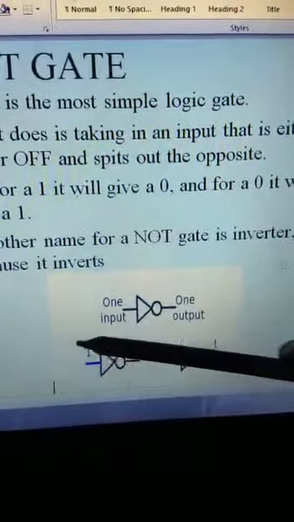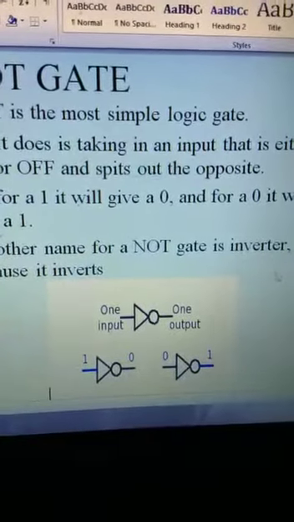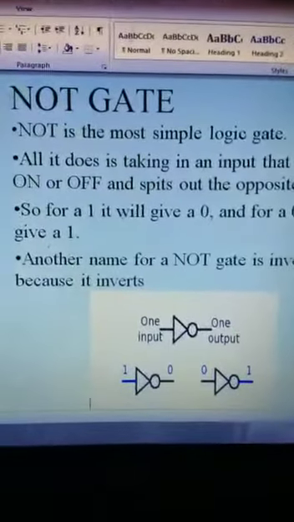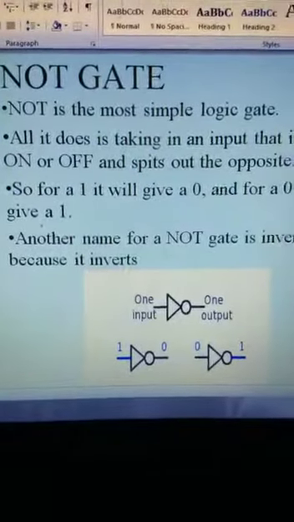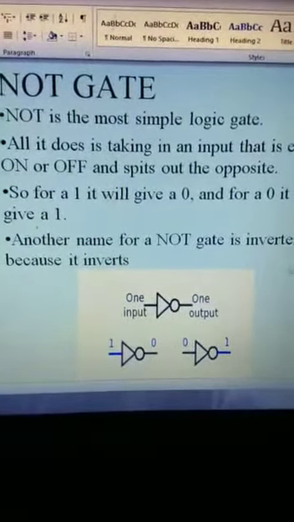If you give 1, it will give you the value 0. If you give the value 0, it will give you the value 1. Whatever input you give, it will just give you the opposite value. That's why this gate is called the inverter gate.